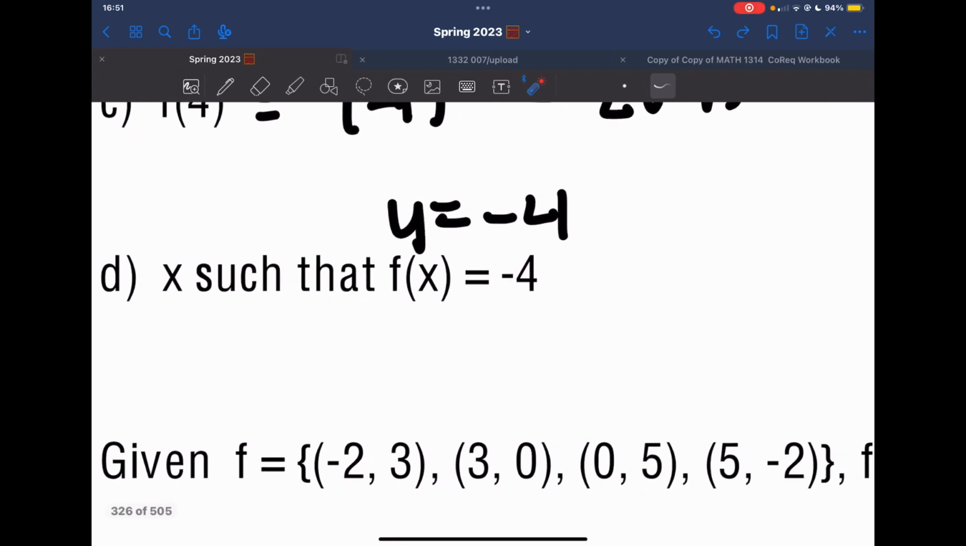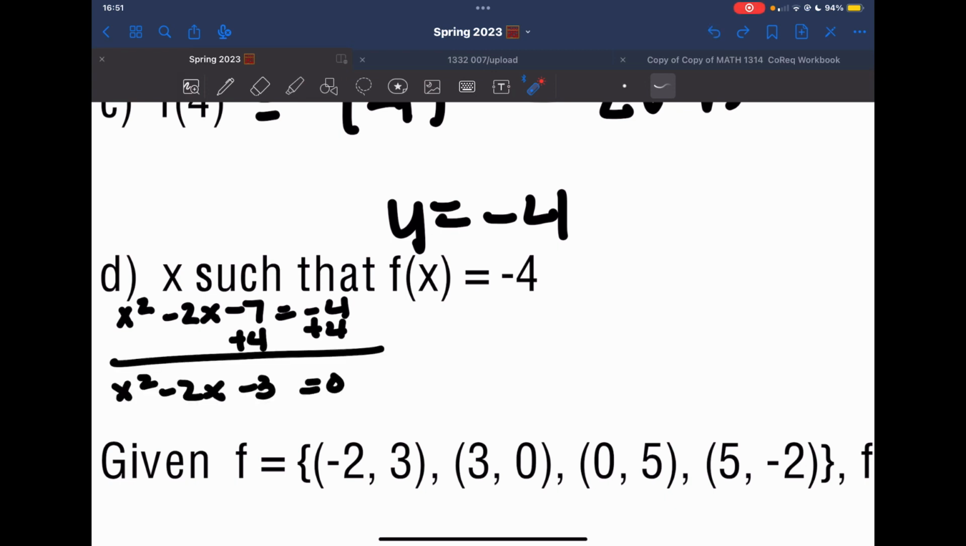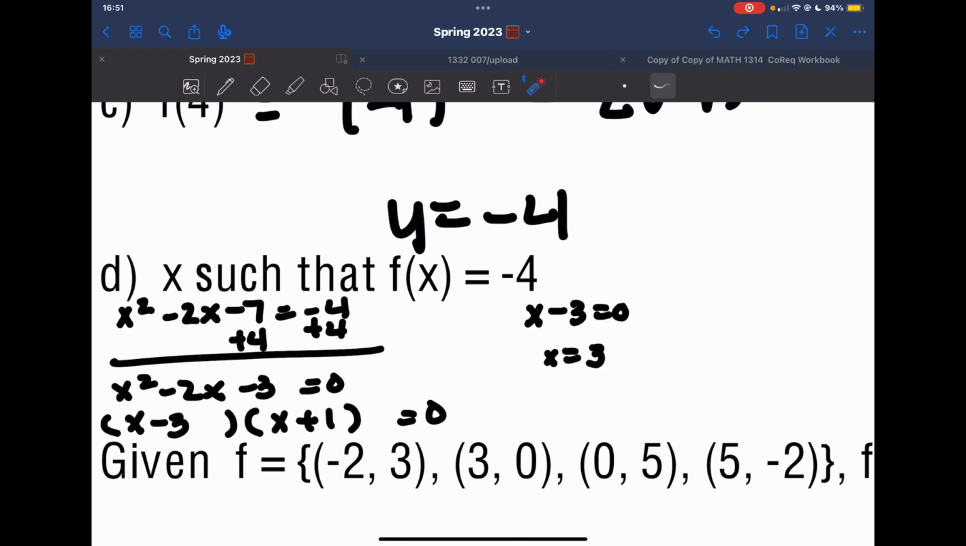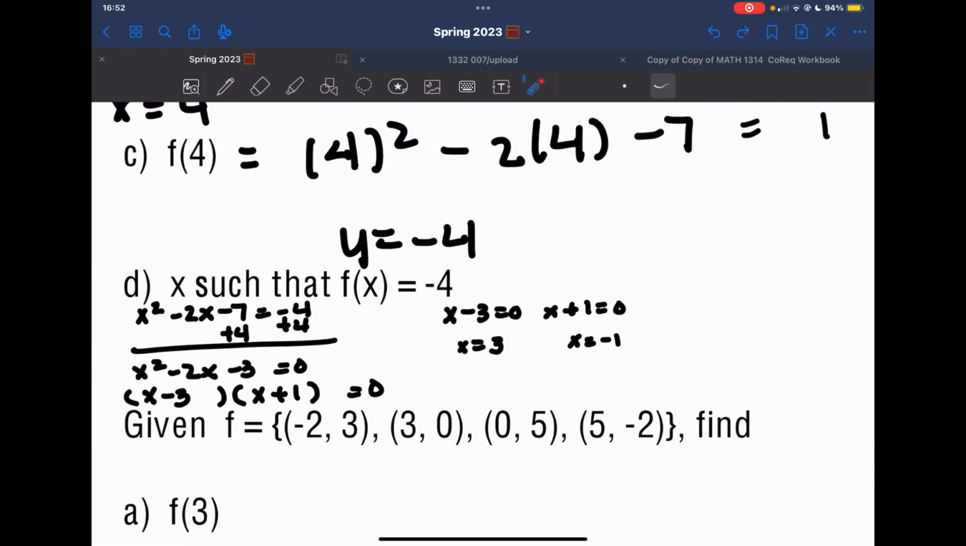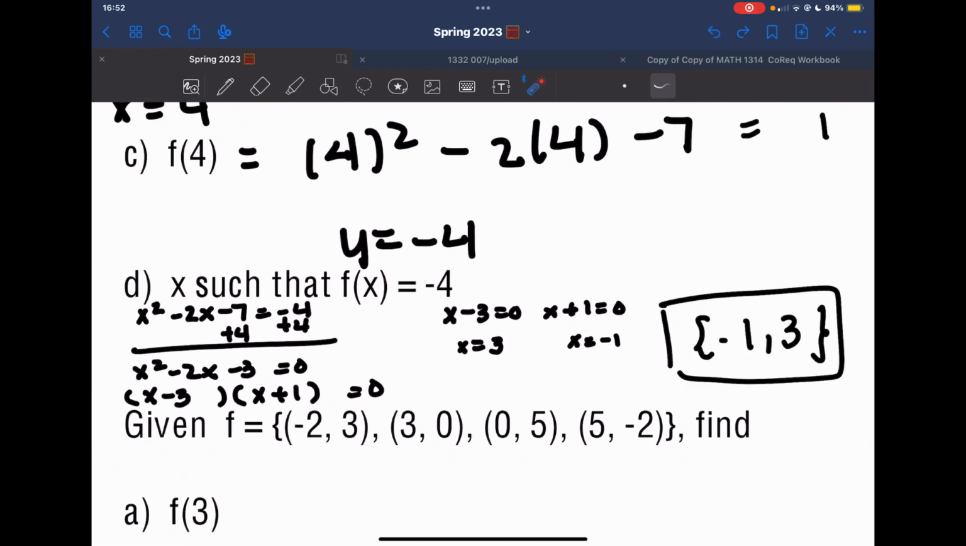It says x such that f of x equals -4. So you're saying that y equals -4, so the whole equation is going to be equal to -4. You add 4 to both sides, and then you have x squared minus 2x minus 3 equals 0. Then you factor. Our factors are x minus 3 times x plus 1. And then you solve for x. Our first zero is x minus 3 equals 0, so x equals 3. The second one is x plus 1 equals 0, so x equals -1.